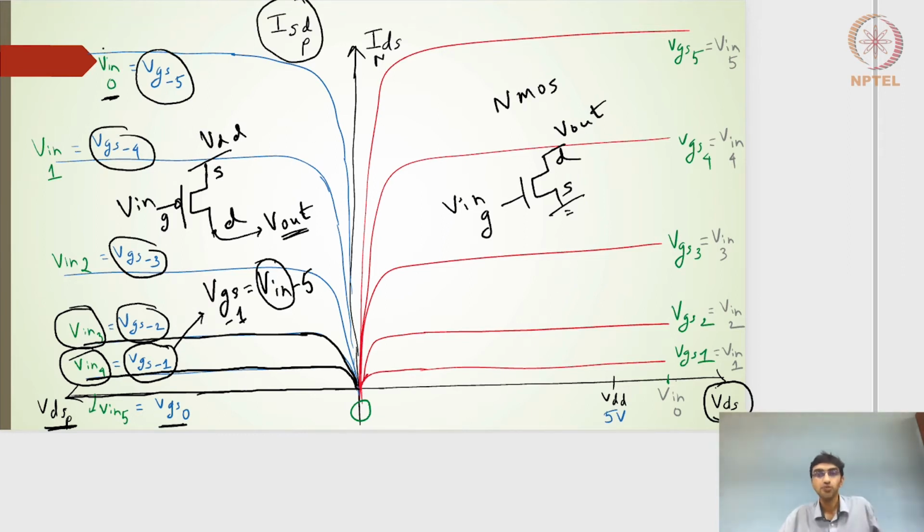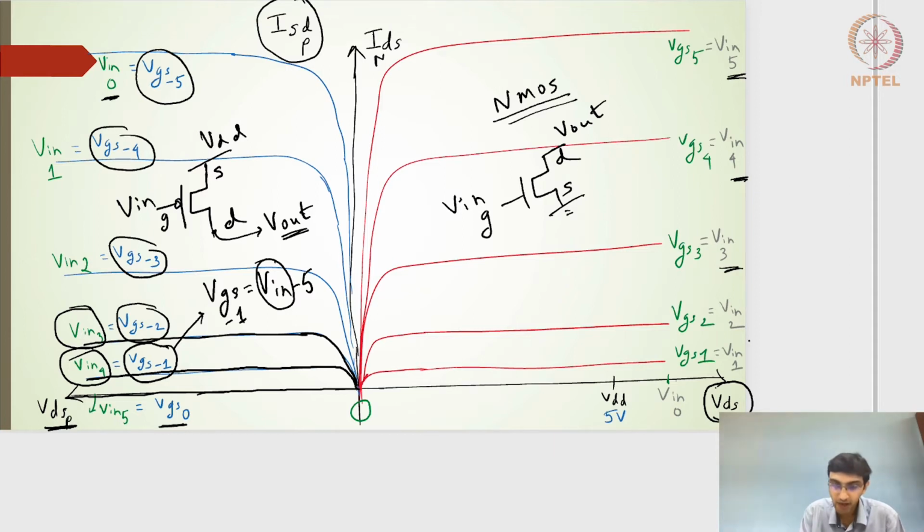Right? So what I've done here is, on the input side, I have the profile of the current versus the VDS for the PMOS, for different values of VGS or VSG, which I have written in the form of the input voltages. Remember, on this side also, I've stated the different current versus VDS profiles of the NMOS, in terms of the V input voltages.